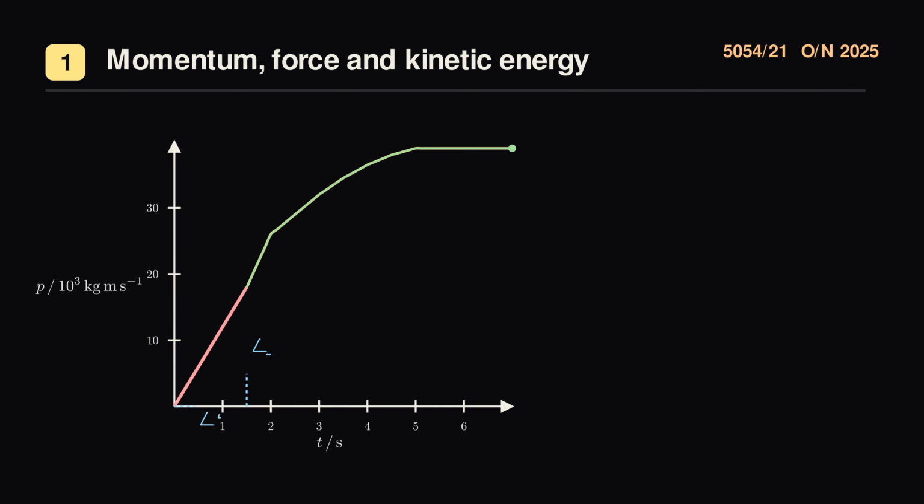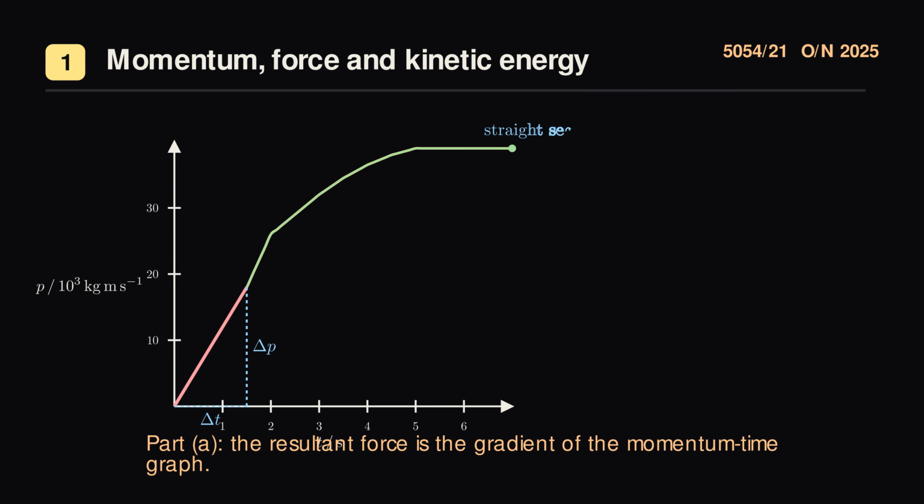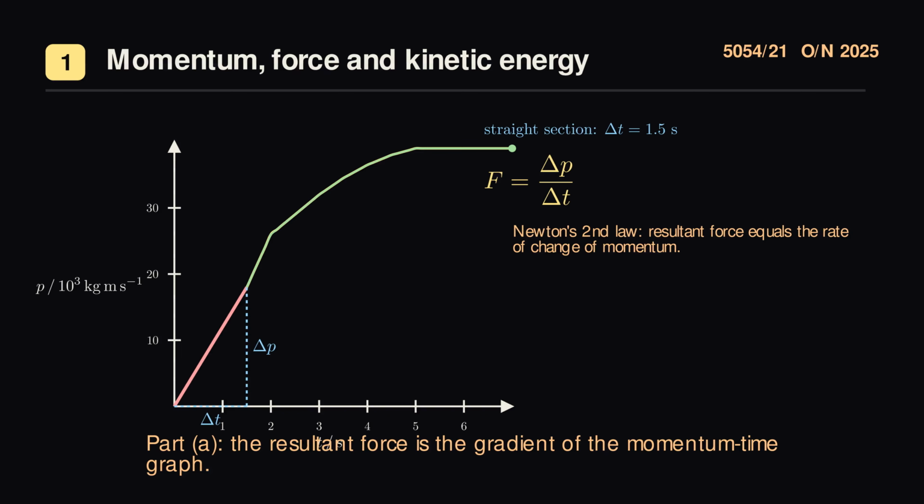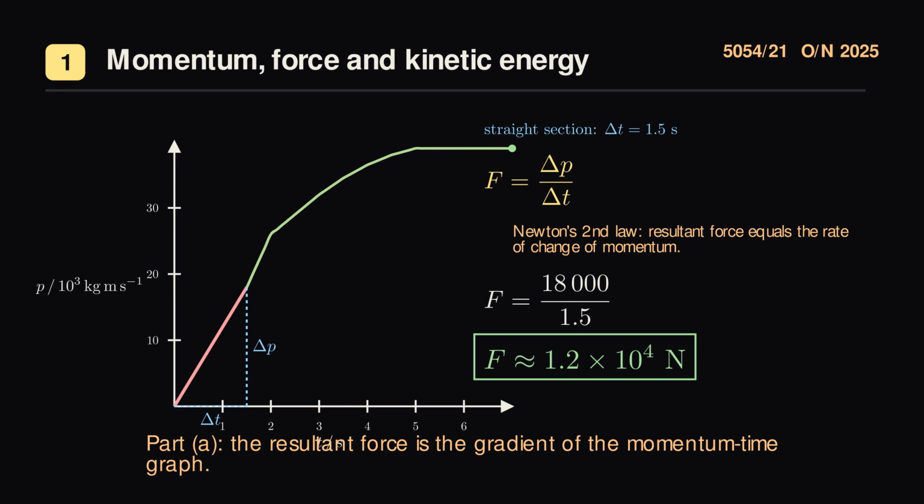Part A. Use the straight section from 0 to 1.5 seconds. Read delta P as 18,000 and delta T as 1.5 seconds. The resultant force is the gradient, F equals delta P over delta T, which gives 12,000 newtons.